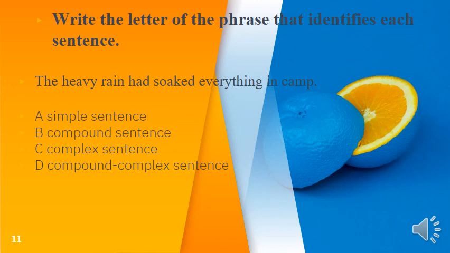The heavy rain had soaked everything in camp. So let's think about it. Do you see any commas? No. Do you see any ands or buts or ors? No. Do you see any becauses or afters or whenevers? No. What do you see? I see here two parts of a sentence: a complete subject and a complete predicate. Very well, and it's a very simple sentence.